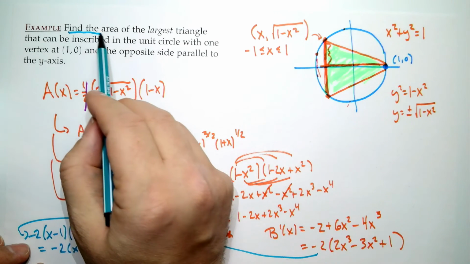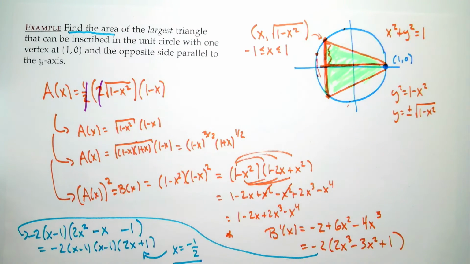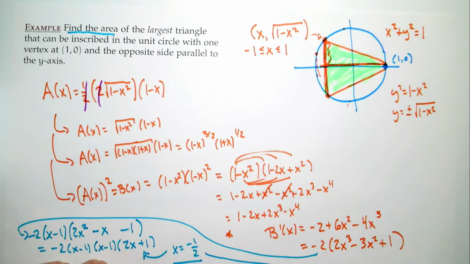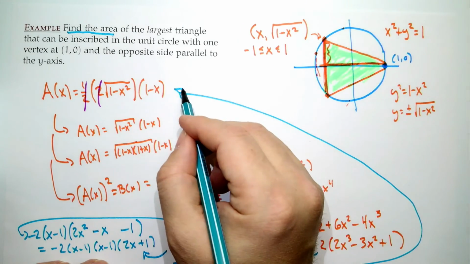It's going to be an area. So whatever our answer is, it has to be an area. What we found is where to put that other opposite side. So to get our final answer, we plug in this negative 1/2 into our original function.